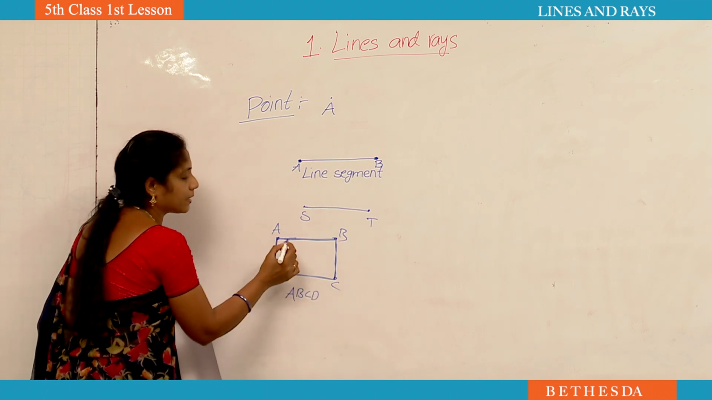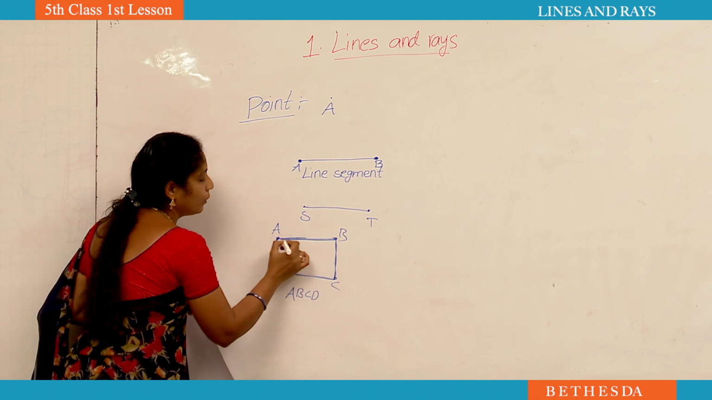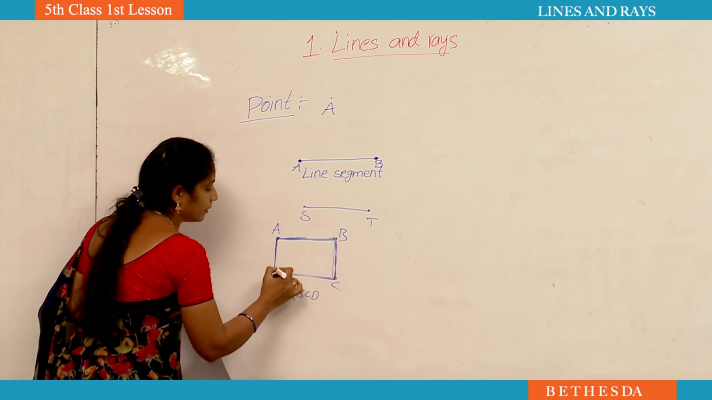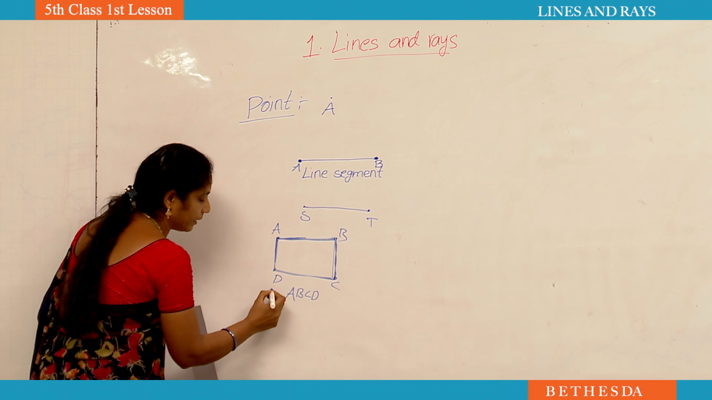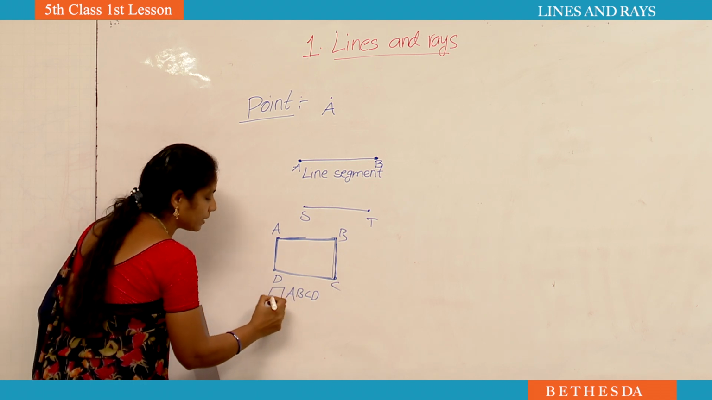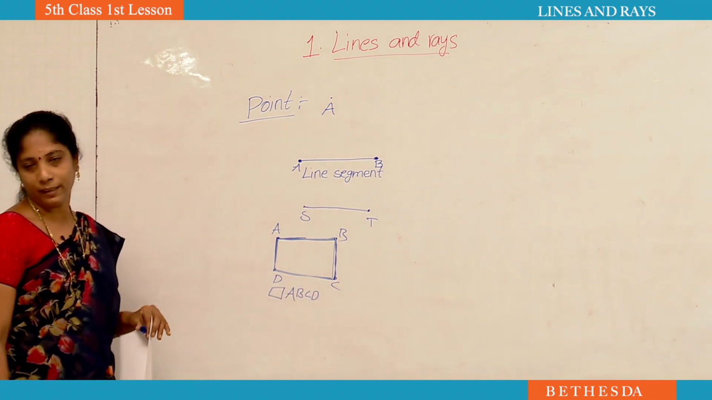Otherwise we can say it like this also. This is a 4-sided polygon. That's why you can say this is a quadrilateral. Yes, we can say ABCD, with 4 sides, is a quadrilateral.